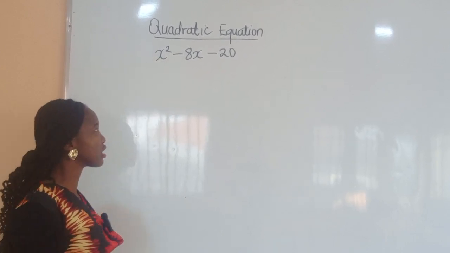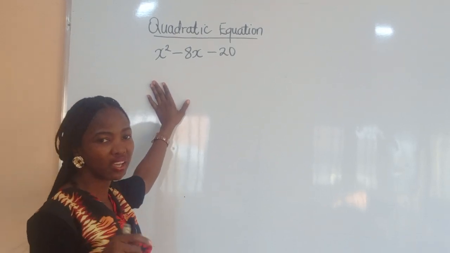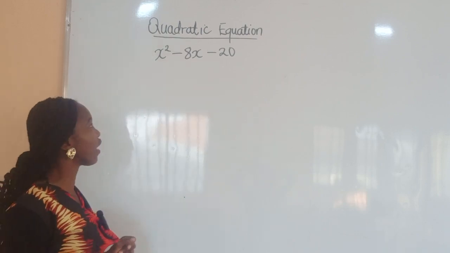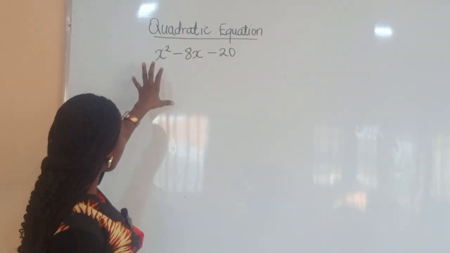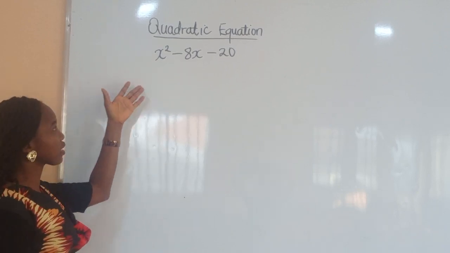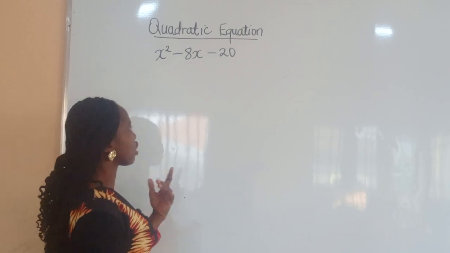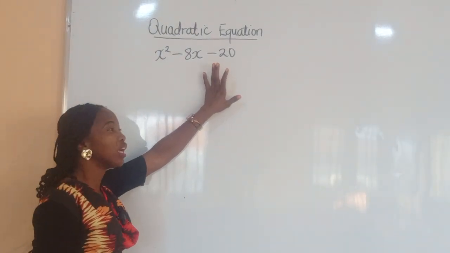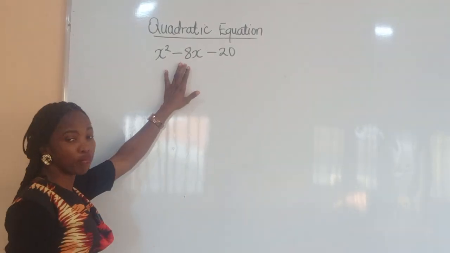Now let's go into this. This is a question that always comes out in WAEC, GCSE exams, and other exams, so I'm going to simplify it. In this topic, this is the example given to us: x squared minus 8x minus 20. To solve this, all you need to do is look for two numbers that when you multiply, it gives you minus 20, and when you add, it's going to give you minus 8.